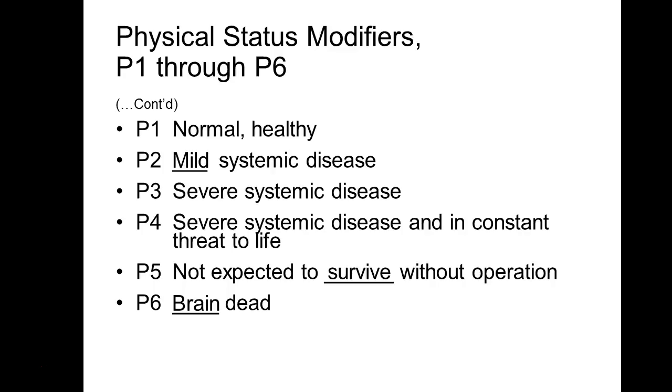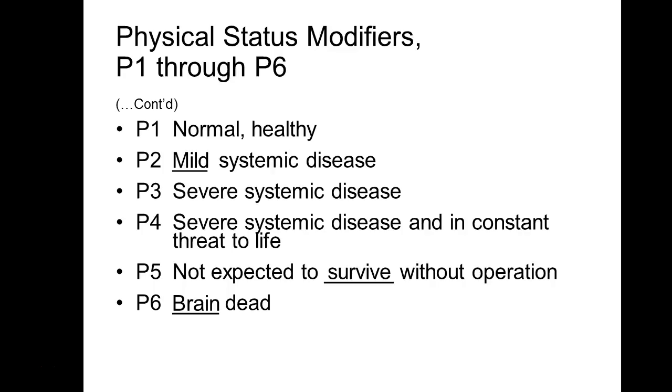Then we get to P4. P4 is a systemic disease that is a constant threat to life. For instance, sepsis or severe sepsis, which is blood poisoning. That's when a microbe, usually a bacteria, gets into the bloodstream and keeps spreading all over, and it can start shutting down organs. That would be considered a severe systemic disease. Remember, systemic goes through the whole system and affects the whole body.